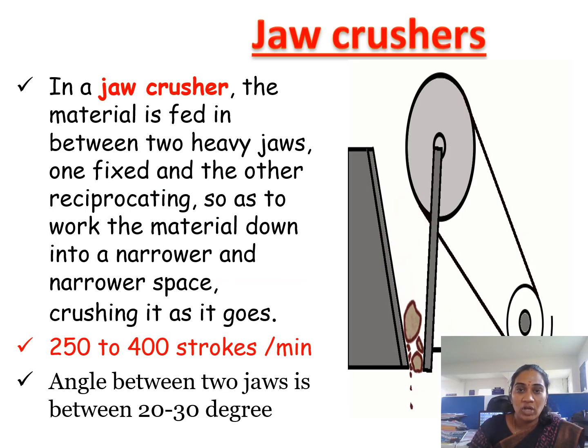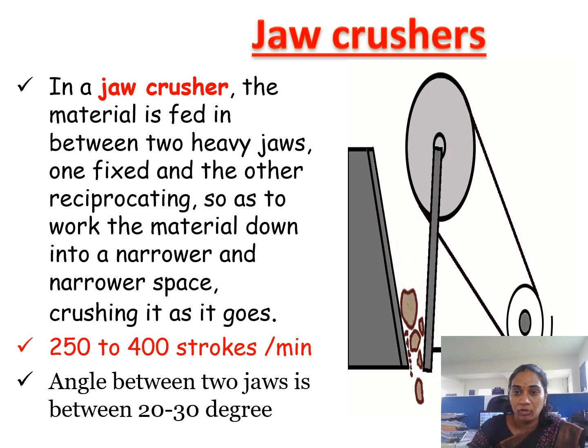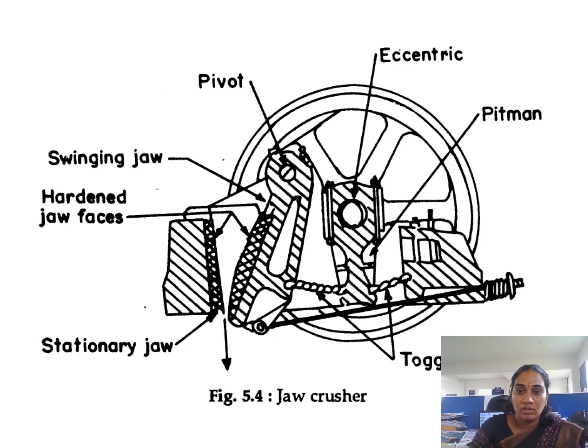Coming to the jaw crusher. Here we have two heavy jaws. One is fixed and another one will be moving. This is a reciprocating type mechanism, where the movable jaw will be moving front and back. In this picture, you can see the food material will be fed at the top, and when it is coming down, it will be crushed between the two jaws and we collect the product at the bottom. Here it will be around 250 to 400 strokes per minute. The jaws are kept at an angle of 20 to 30 degrees. This is the commercially available jaw crusher.